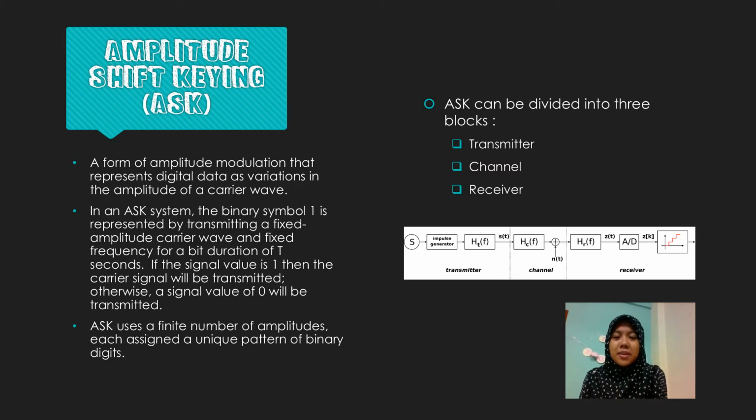So, ASK can be divided into 3 blocks, which are transmitter, channel, and receiver. You can see from the picture there are 3 blocks of ASK.